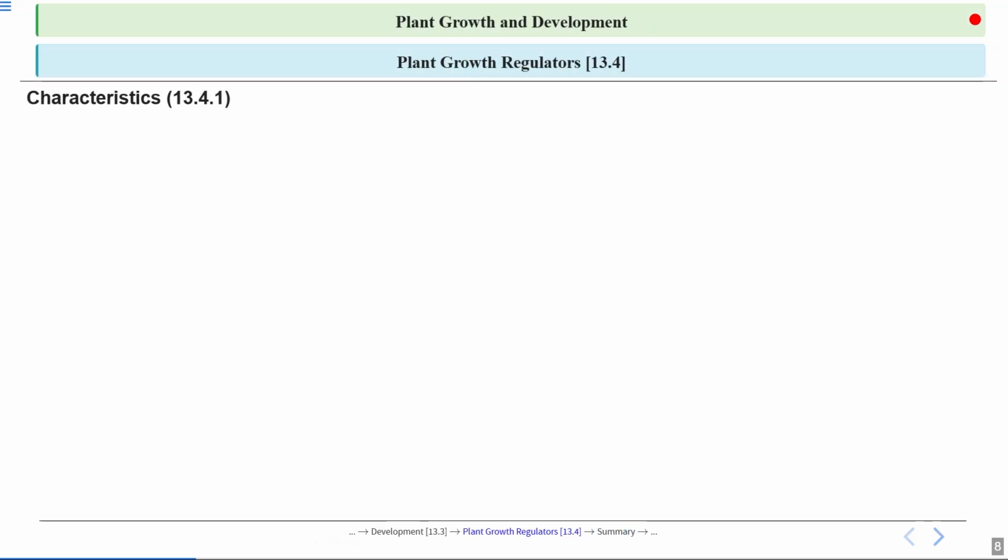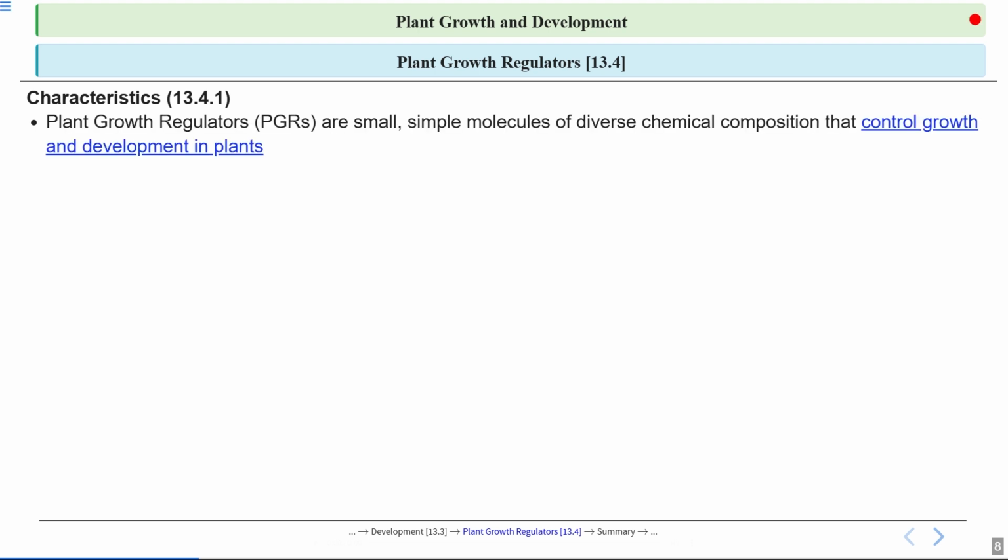Next, we will talk about the plant growth regulators, their characteristics. So plant growth regulators are very small, simple molecules, but they are having a very diverse chemical composition. We will see the different types of hormones and they are having very different chemical compositions.